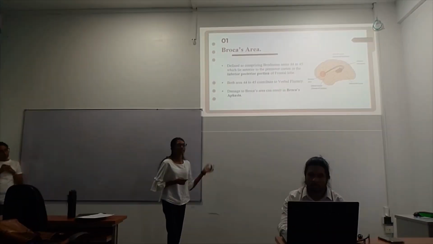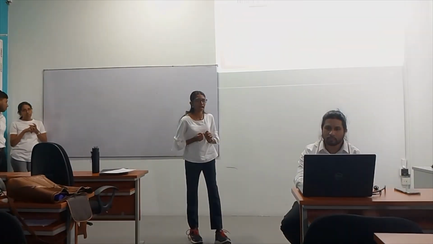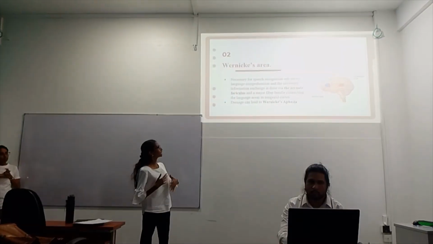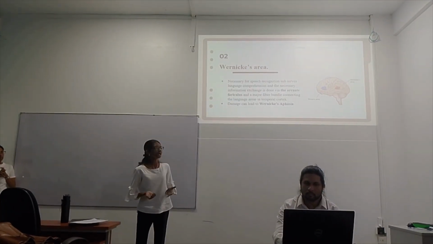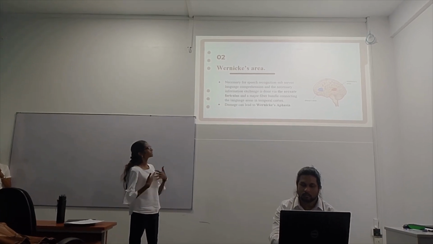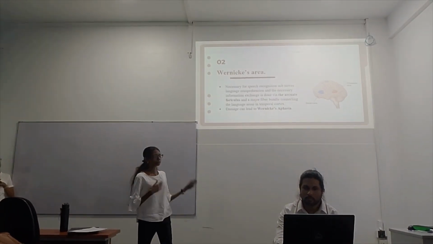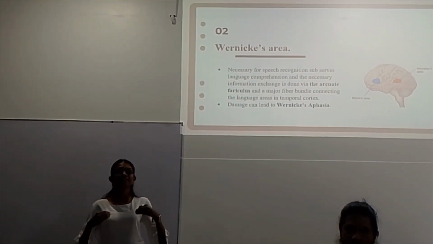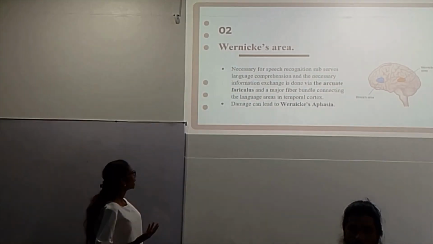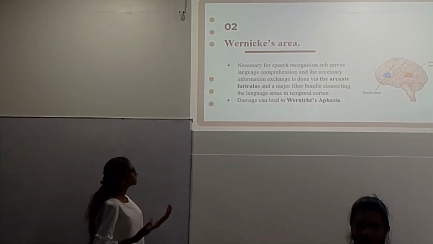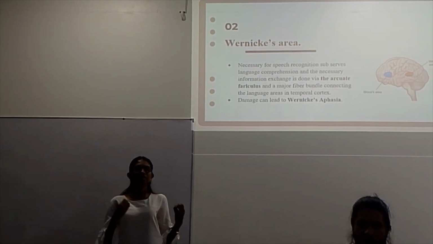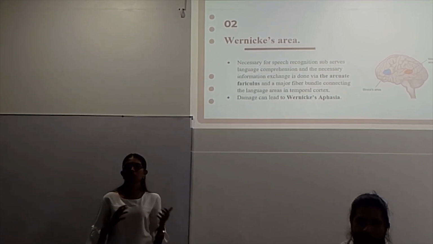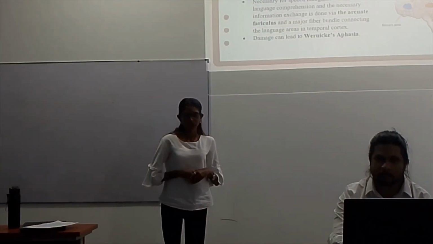When we go through Wernicke's area, this area is necessary for speech recognition, and it also subserves language comprehension and the necessary information exchange. All of this is done by the arcuate fasciculus, the major fiber bundle connecting the language functions. Damage can lead to Wernicke's aphasia.